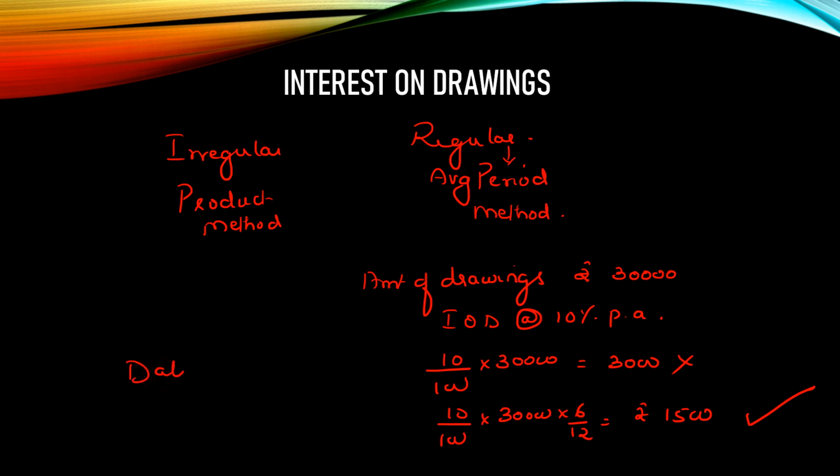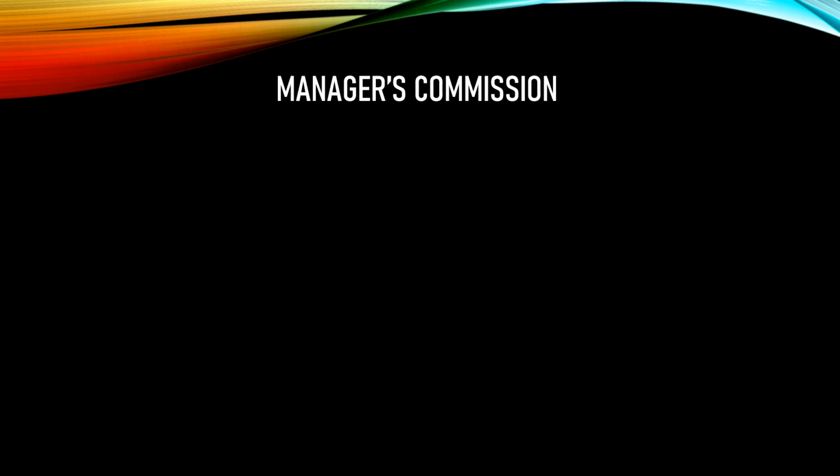So when the date of drawings has not been given, what are you supposed to do? Apply 6 by 12. You take the term as an average of 6 months, and you calculate the interest on drawings. So this is another very important, very commonly made mistake. The next one is manager's commission. So now, in the urgency to read, you just read commission and you provide for it and put it in the profit and loss appropriation account, then it will be totally wrong.